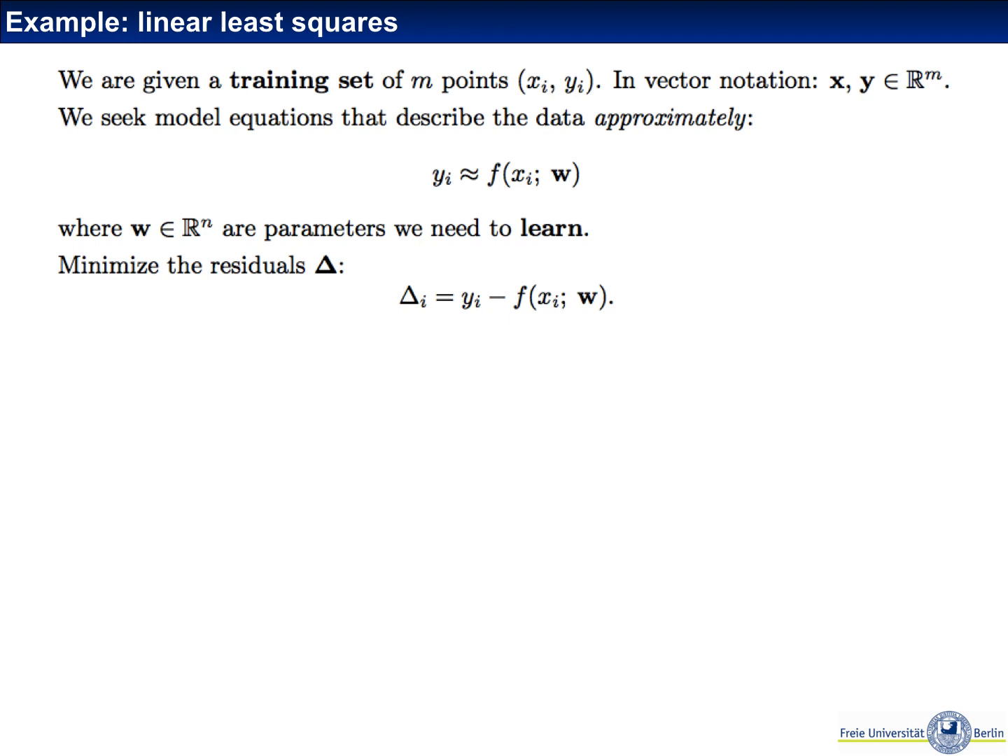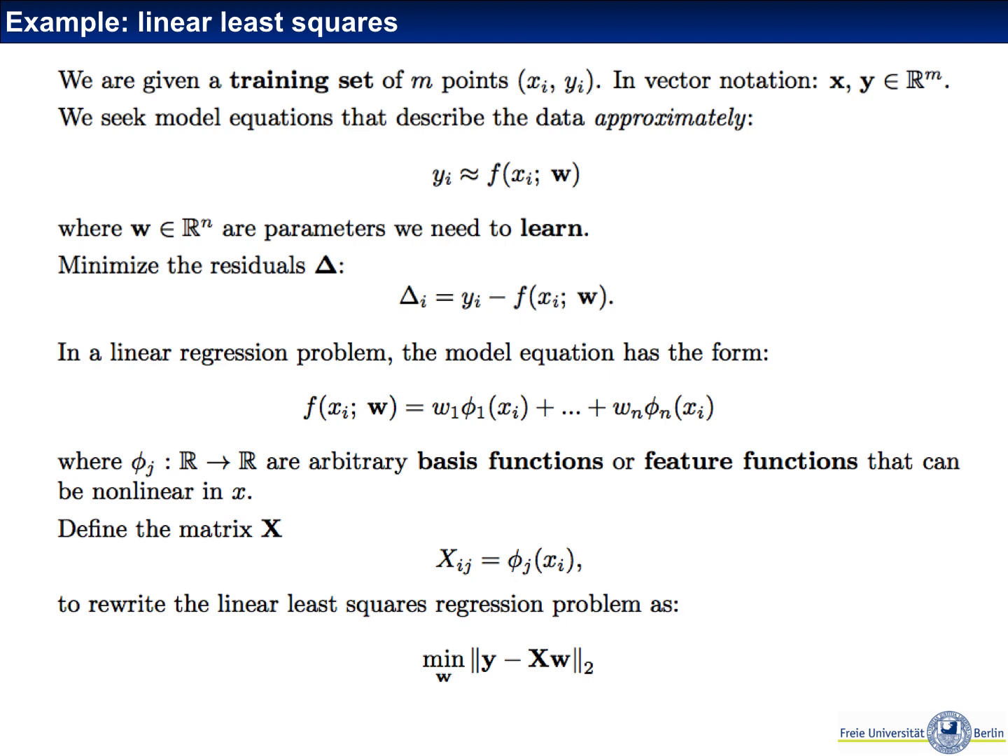And this model depends on one hand on the measurements x_i, so the inputs of our regression problem, and also parameters w that we need to learn. So we can do this by minimizing the residuals, so the differences between the observed labels and the predictions of the model, y_i minus f of x_i and the parameters w. Now in a linear regression problem, this function f has the following form. It is a sum of weighted terms. These weights are the parameters that we call w_1 to w_n. And these weights multiply some feature functions or basis functions phi_1 to phi_n.